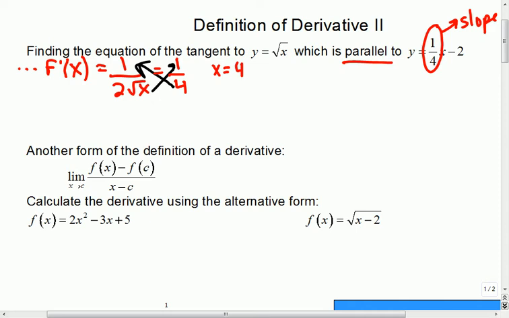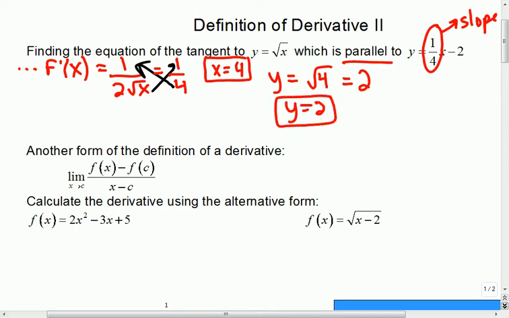So if we've got x equals 4, that's where it is going to have a slope of 1/4. So what will the value of the graph be there? Well, we have the point y equals square root 4, which is going to say y equals 2. So now I have a point.